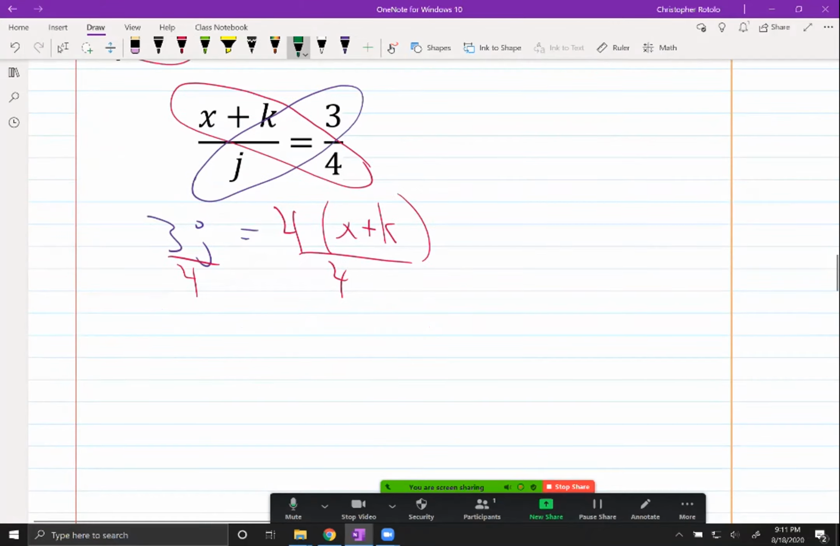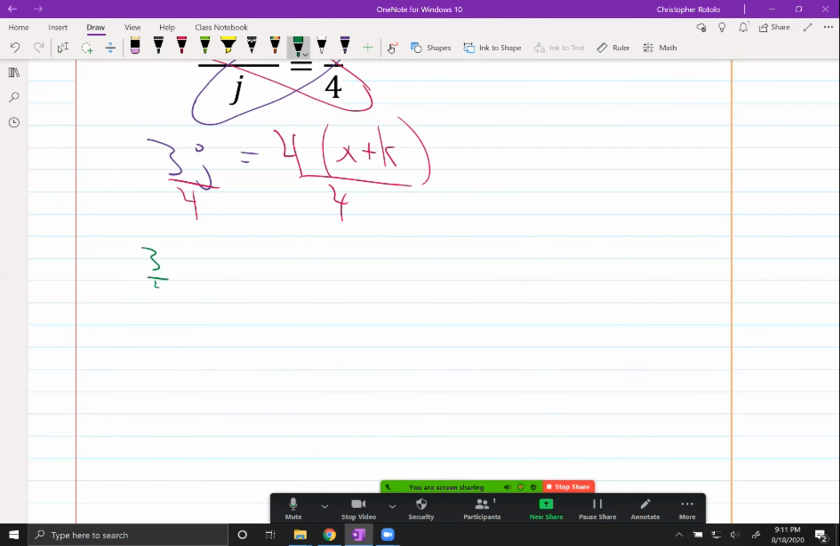And let's pick a color, right? So 3/4 j equals x plus k. Should have left a little space here for negative k. So why don't I just do it this way?